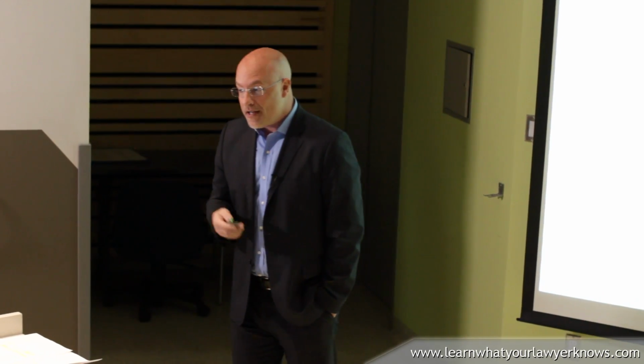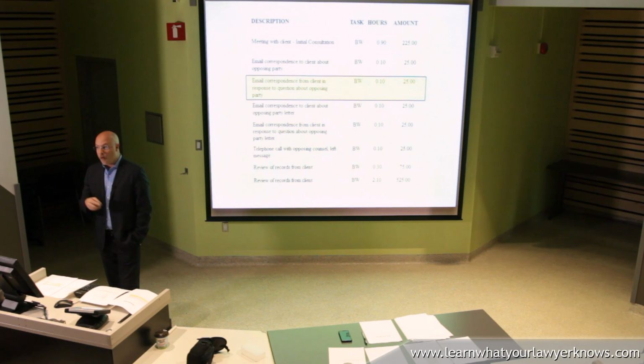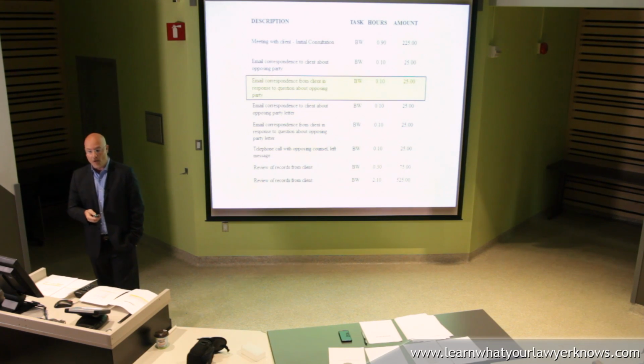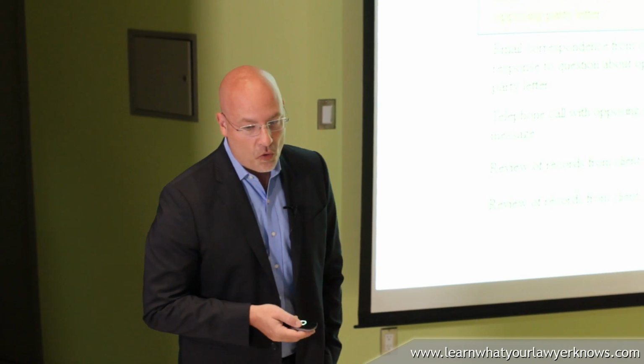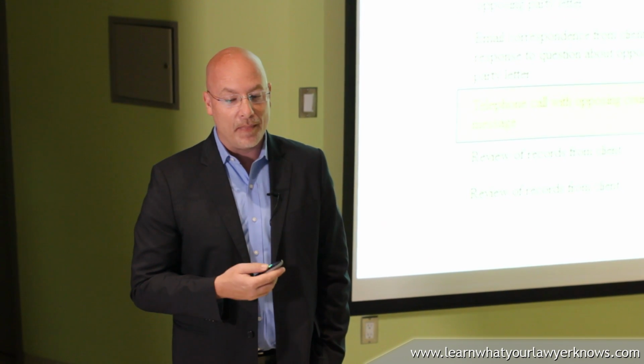So the lawyer has billed the client, again, a separate entry. They're not billing for 1 minute worth of work. They're billing for a full 12 minutes worth of work, being 2/10 of the hour at $25 for each. And then again, email correspondence to client about opposing party letter. Again, another one-liner when I looked at the email. Email correspondence from client in response to question about opposing party, another 0.10 entry. Many times this client is being billed.